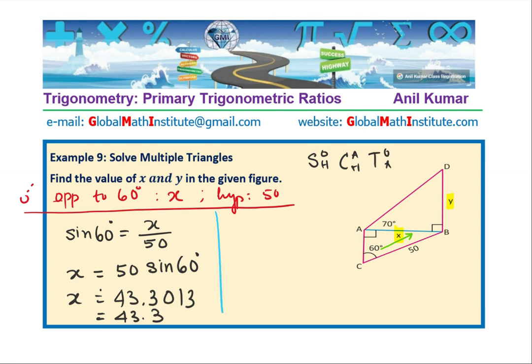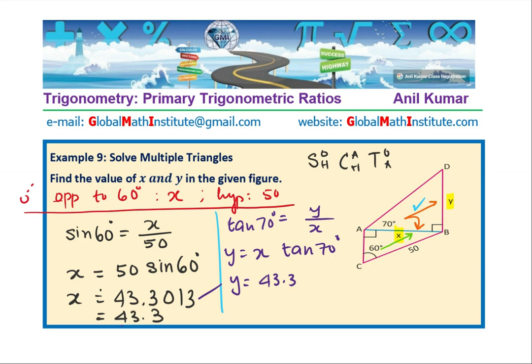Now, since we know what x is, we can find y in the second triangle, right? So now let's look into this particular triangle from 70 degrees. What do you notice? Well, we notice that y is the opposite side and we know x now, the adjacent, and therefore we can use which ratio? Tangent ratio, right? So tan of 70 degrees is equal to y over x. We want to find y, so y equals x times tan of 70 degrees. X is known to us. You can use this value, or you can use 43.3, not a bad value, and tan 70.